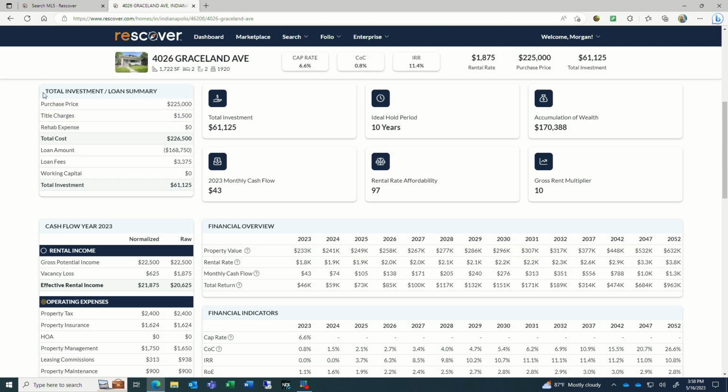This table over here called total investment and loan summary, it's telling us, by breaking down the purchase price and the expected title charges and loan fees, that we would be putting $61,125 into this property if we bought it for the purchase price and put 25% down.